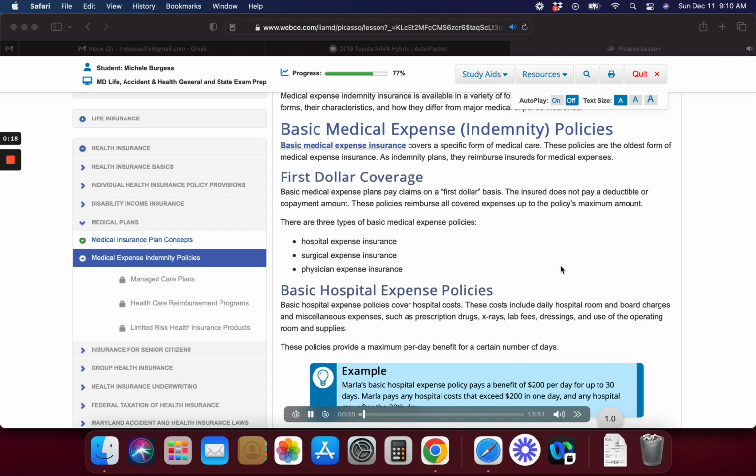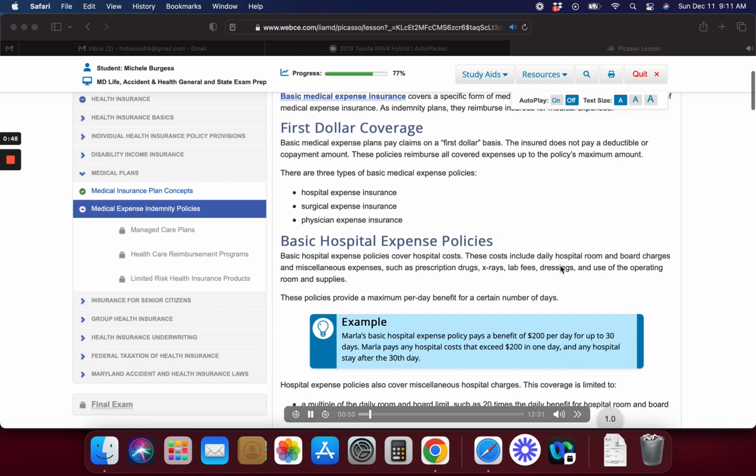Basic medical expense insurance covers a specific form of medical care. These policies are the oldest form of medical expense insurance. As indemnity plans, they reimburse insureds for medical expenses. First dollar coverage. Basic medical expense plans pay claims on a first dollar basis. The insured does not pay a deductible or copayment amount. These policies reimburse all covered expenses up to the policy's maximum amount.